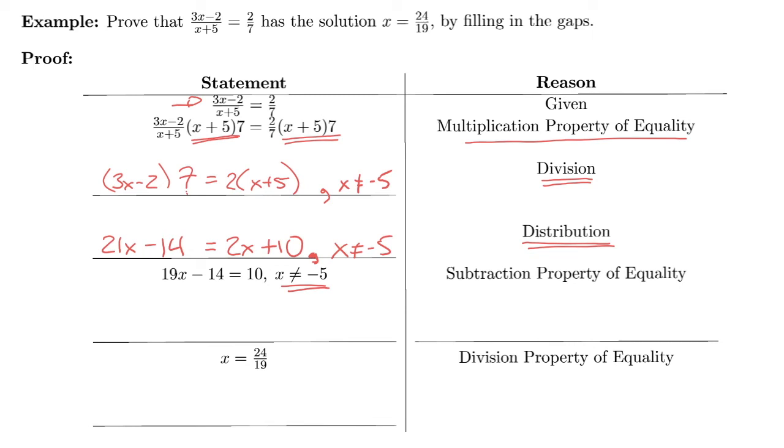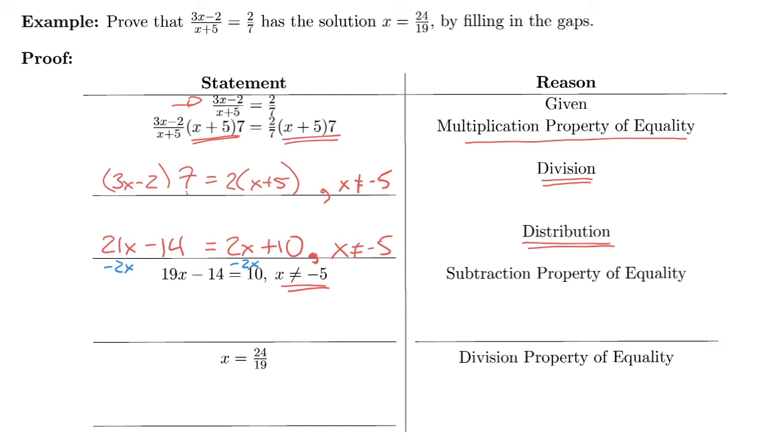It says the subtraction property of equality. So it looks like I'm subtracting the same thing from both sides here. And when I look at my step here, yeah, it looks like what I did is I subtracted 2x from both sides to get 19x minus 14 is equal to 10, where x can't equal 5. Okay, well, this is good. This is looking good here.